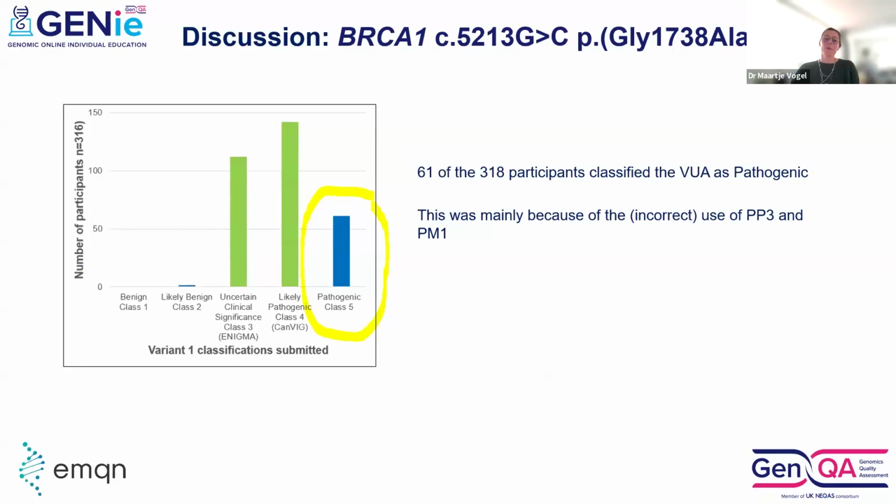So there were 61 participants that classified this variant as pathogenic. And when you look into the evidence codes they used, it's really clear that this is caused by the incorrect use of PP3 and also PM1. And I'll discuss those two evidence pieces. Next slide, please.